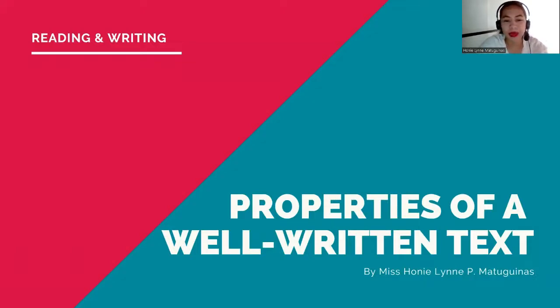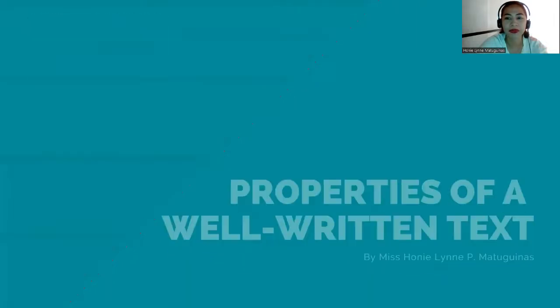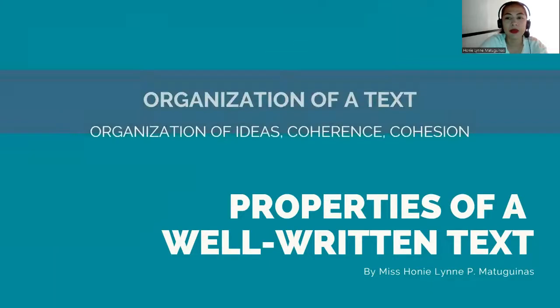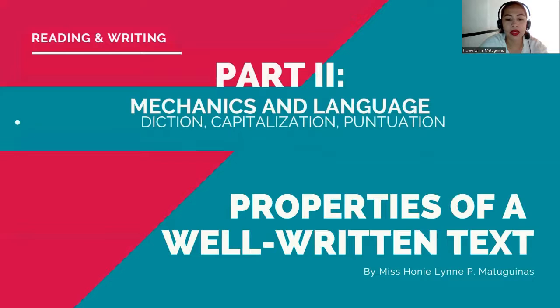And in this lesson, we will actually talk about, in part one, we talked about the different ways on how to organize a text in terms of organization of ideas, achieving coherence and cohesion. And in this part two of the lesson, we will talk about the mechanics of correctly using the English language in terms of diction, capitalization, and punctuation.